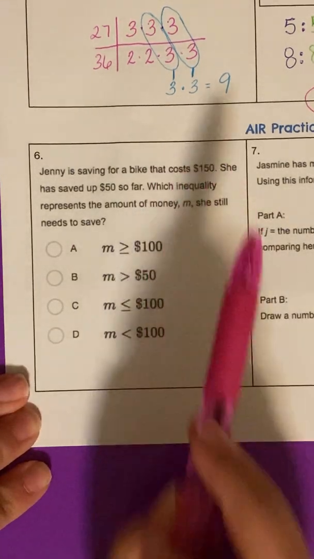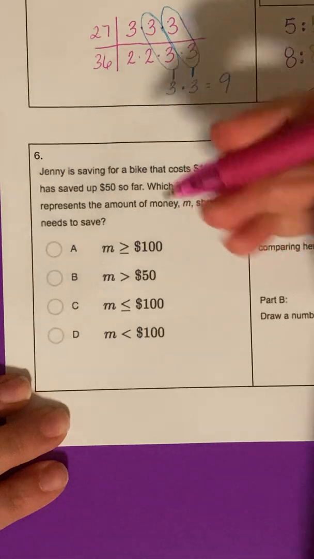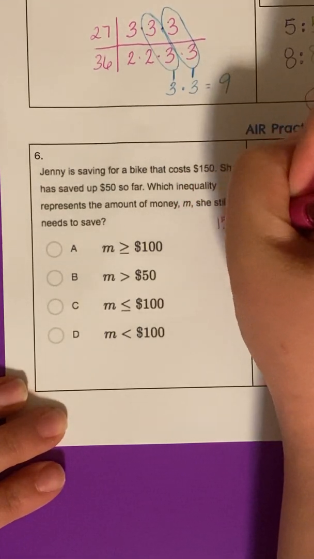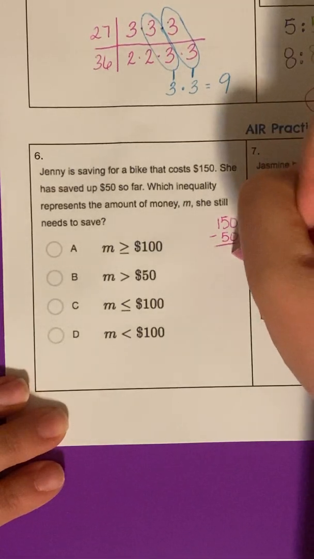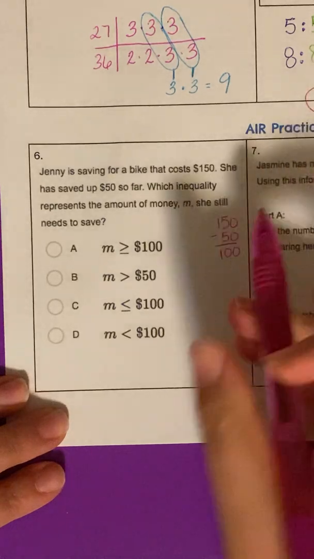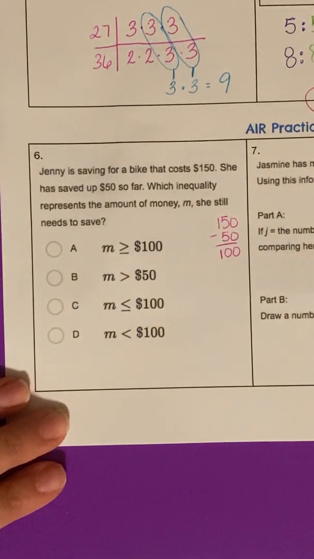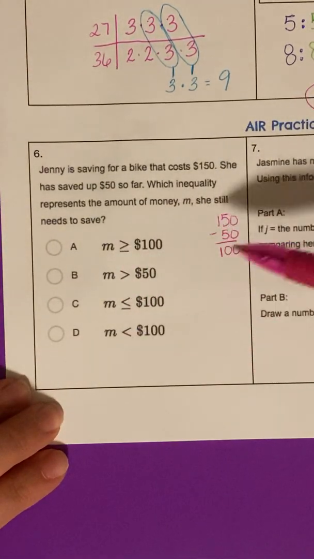So her bike costs $150. Well, she already saved up $50, so we can take that $150 and subtract the $50 she already has saved. 0 minus 0 is 0, 5 minus 5 is 0, 1 minus 0 is 1. So she still needs to save $100. Now, it has to be either $100 or more than that. She cannot save less than that. It needs to be at least $100. So M, the amount of money she saves, is going to be at least $100.